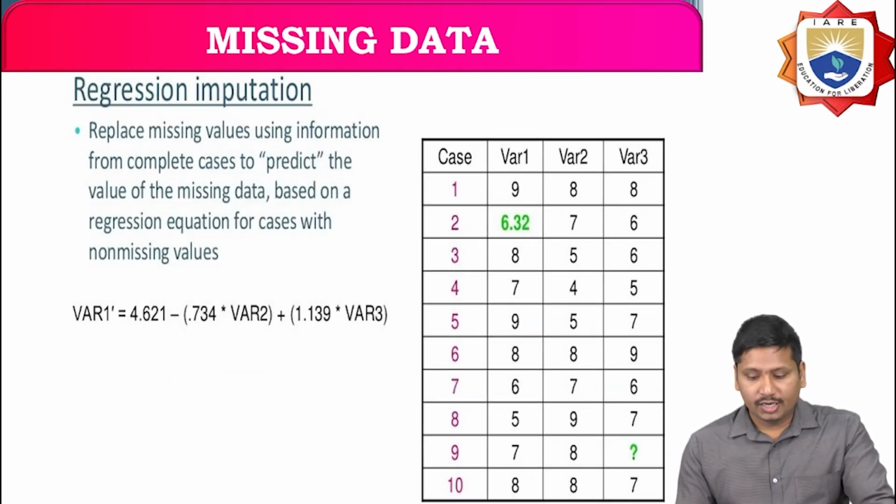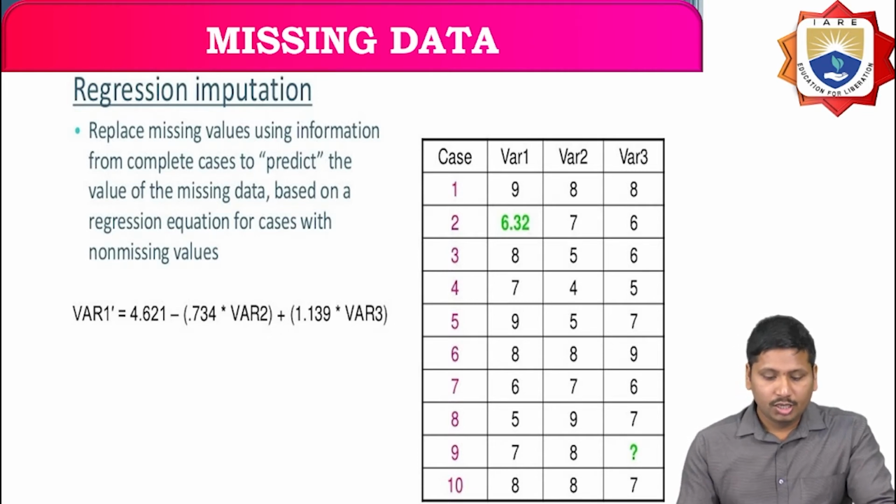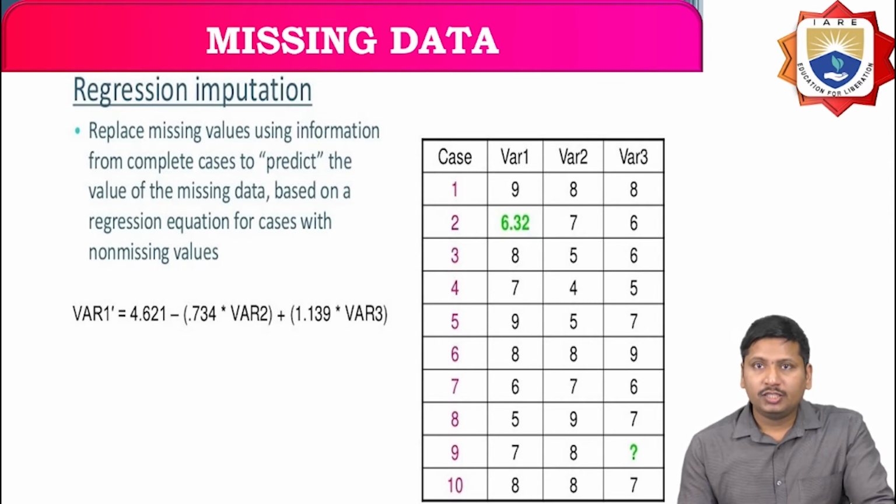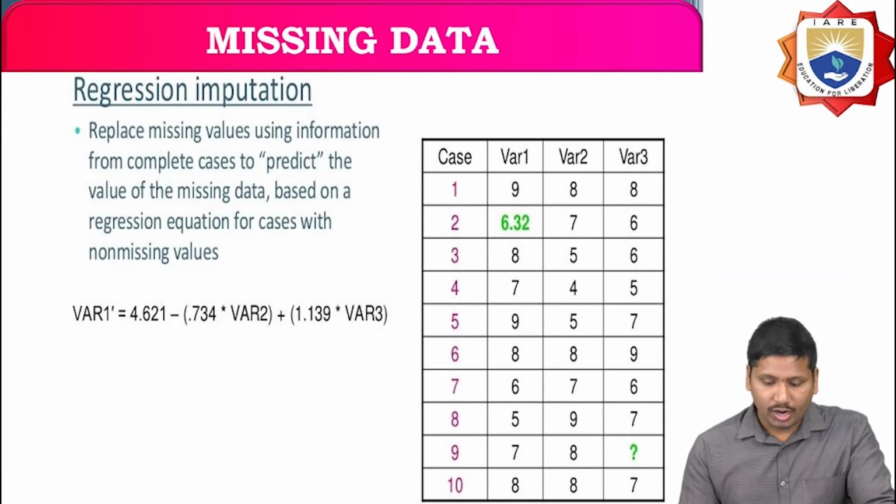And then the next one is regression imputation. What is meant by regression imputation? Here, regression imputation means we fill the missing values with the information from complete cases in order to predict the value of the missing data, based on regression equations of the cases with the non-missing values. So we fill the missing values based on some regression equations. The value I'm getting from the equation is going to be considered, and I predict that and fill in the missing value.